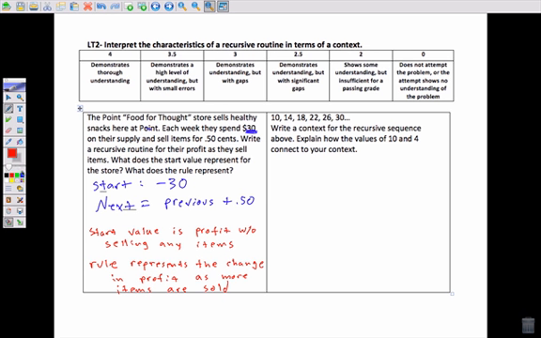Okay, so let's look at the second one then. Gives us this recursive sequence. It says write a context for the recursive sequence and explain how the values of 10 and 4 connect to your context. So this is just an example context. This could be someone who is paid for babysitting and their name is Tony. Tony is paid to babysit. And like I said, this is just an example. You could have plenty of other examples.